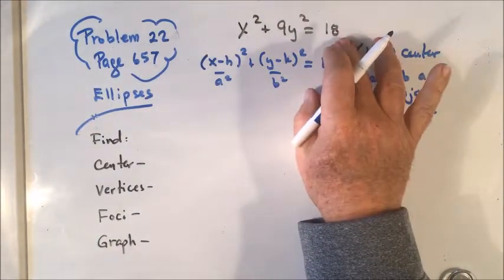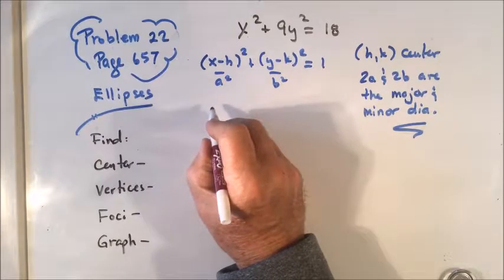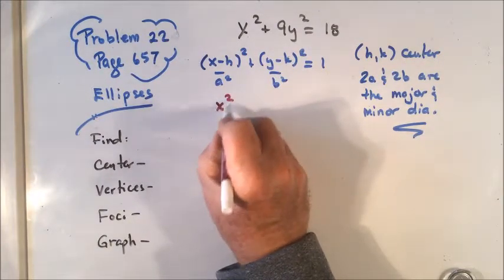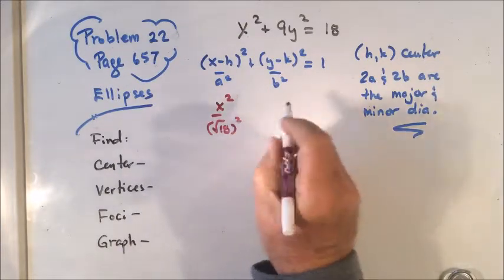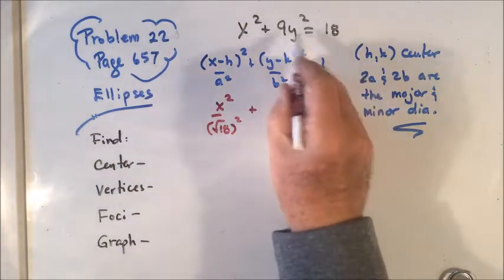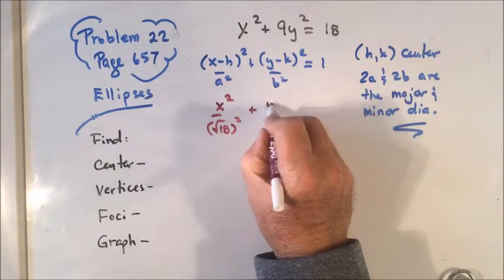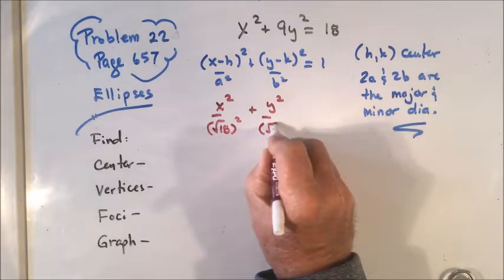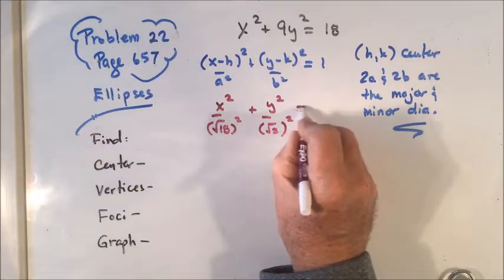Okay. So all we've got to do to get this in this form is to have a 1 on this side. My equation has an 18, so let's just divide everybody through by 18. And let's write it like this: x squared all over square root of 18, squared, plus 9 divided by 18 is 2, y squared all over square root of 2, squared is equal to 1.